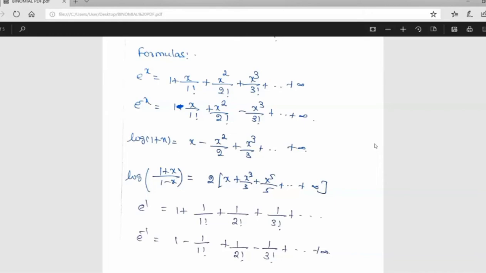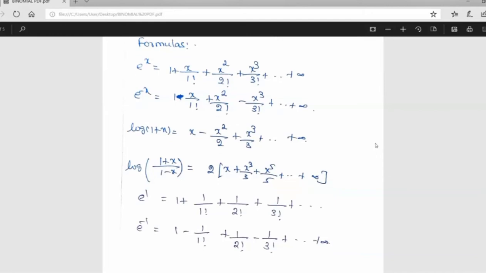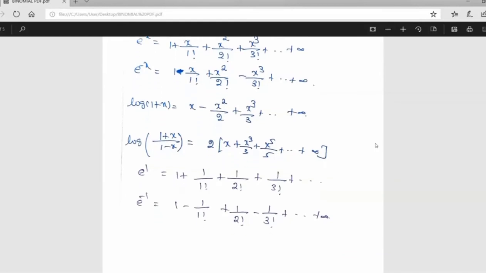That is, e power x and e power minus x are the same thing, but e power x means all positive values, and e power minus x means alternate, that is, you will be getting positive and negative values. Similarly, log of 1 plus x means x minus x square by 2 plus x cube by 3 till infinity. Log of (1 plus x) by (1 minus x) means 2 times of x plus x cube by 3 plus x power 5 by 5, etc.